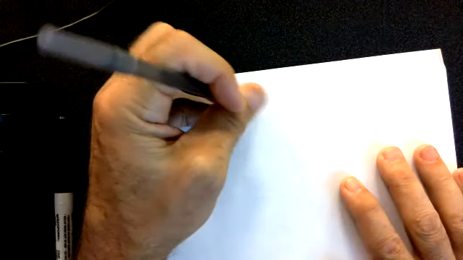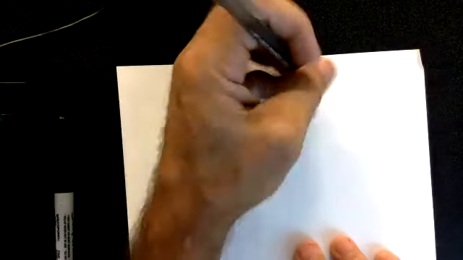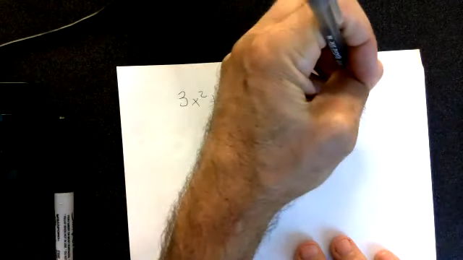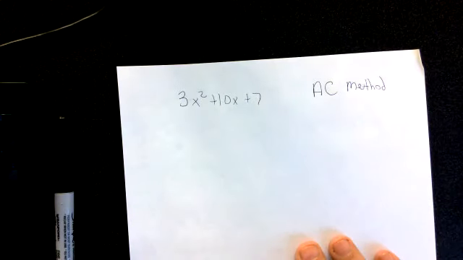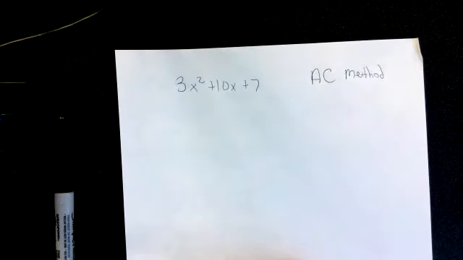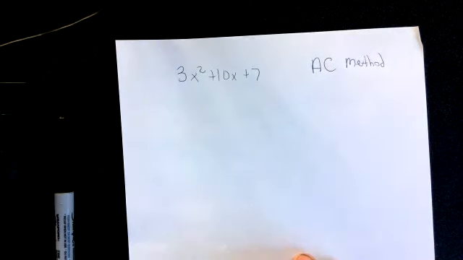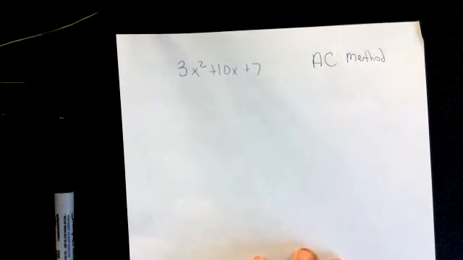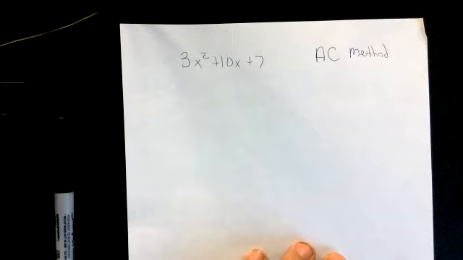Okay, so I'm going to take that same problem, 3x squared plus 10x plus 7, and I'm going to factor this using what we call the AC method. The AC method is also called the British method. It's a step-by-step method for factoring this. There's a few steps, so just follow with me, but the good news is this is all being recorded, so you'll have access to it and you can go back and rewatch it again.